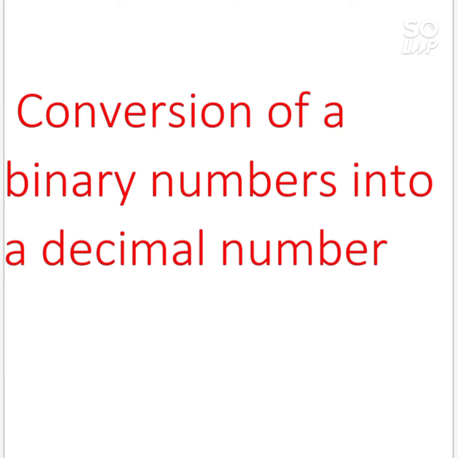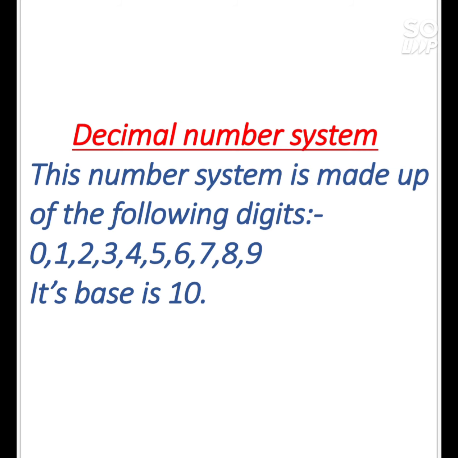Good morning, everyone. Today we are going to talk about how we can convert a binary number into decimal format. Before studying the steps required for the conversion process, let us talk about what the decimal number system is. A decimal number system is made up of 10 digits: 0, 1, 2, 3, 4, 5, 6, 7, 8, and 9. If we count these digits, there are a total of 10. So the base of the decimal number system is 10.